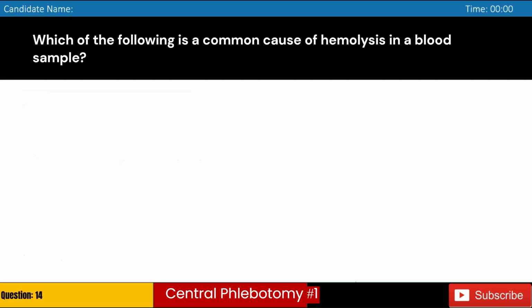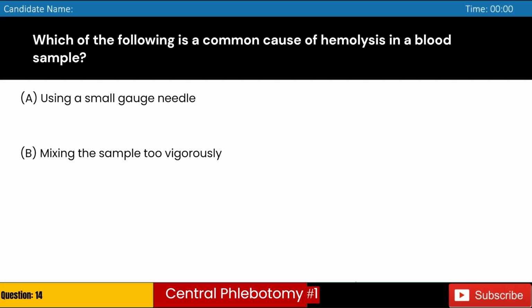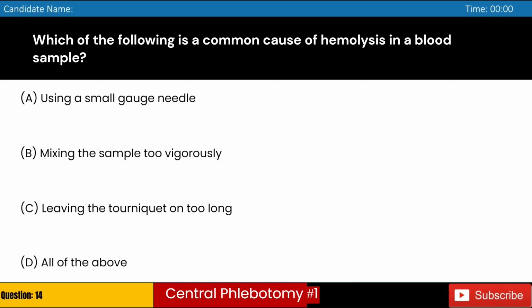Which of the following is a common cause of hemolysis in a blood sample? A. Using a small gauge needle. B. Mixing the sample too vigorously. C. Leaving the tourniquet on too long. D. All of the above. Answer: D. All of these actions can cause hemolysis, which is the destruction of red blood cells, affecting test results.